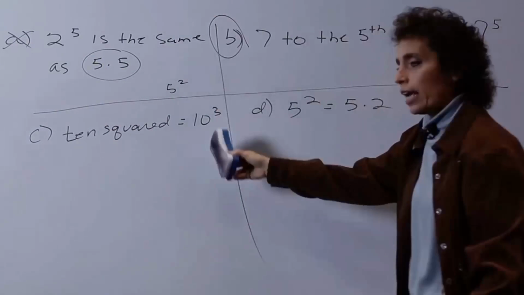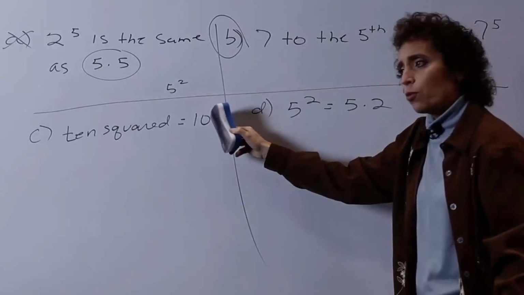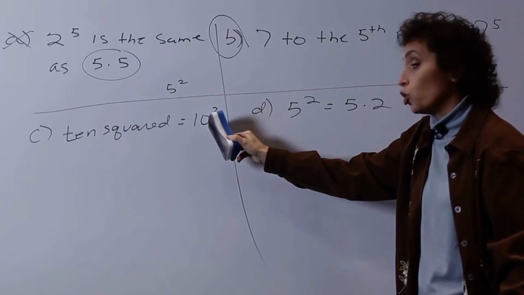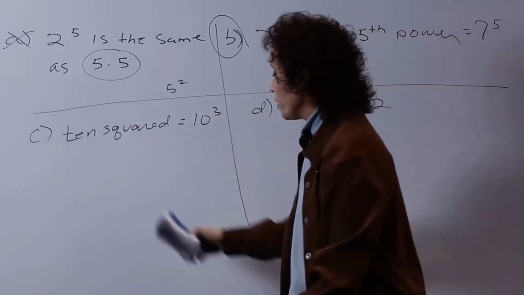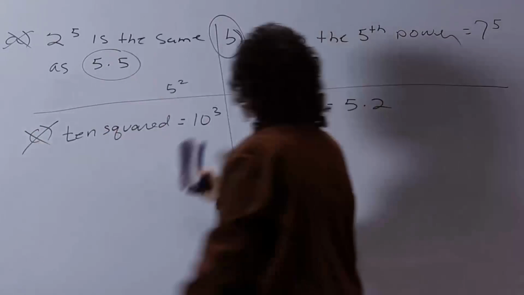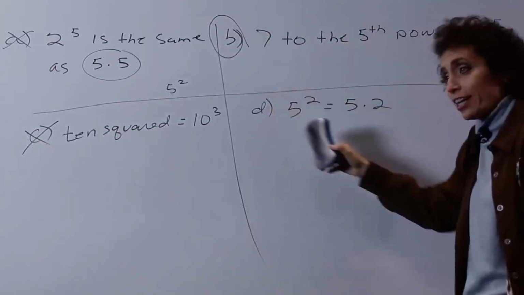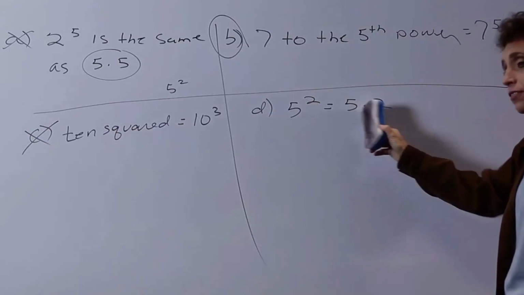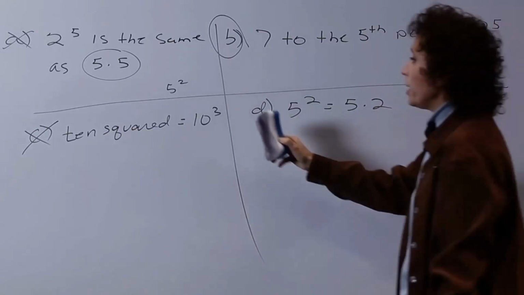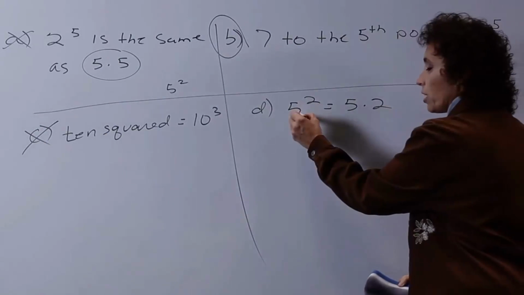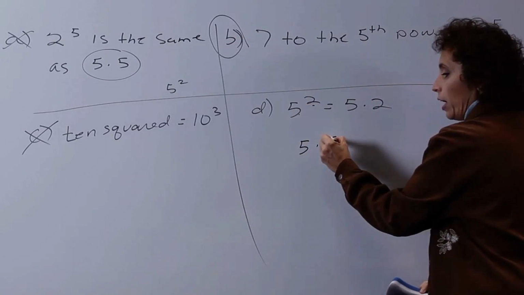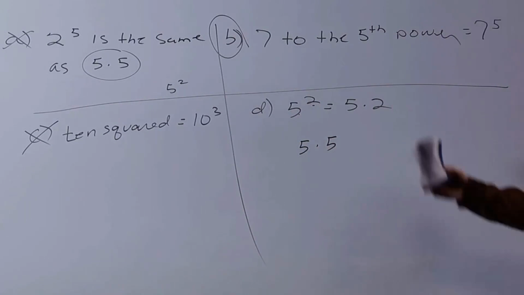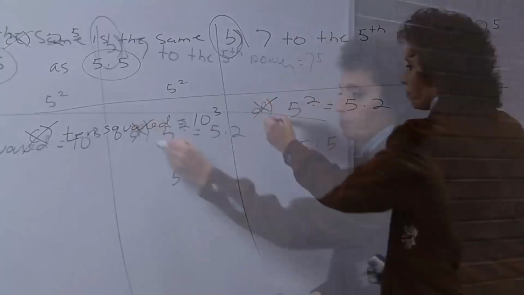10 squared equals 10 to the 3rd power. Well, the 3rd power, if you remember, is another way to say cubed. So this would be 10 cubed, not 10 squared. It's a good idea to know why yours is correct, but it's an equally good idea to know why these are wrong. Okay, 5 squared is not 5 times 2. 5 squared is 5 times 5, because this 2 tells me to use the 5 as a factor twice. So the correct choice is B.